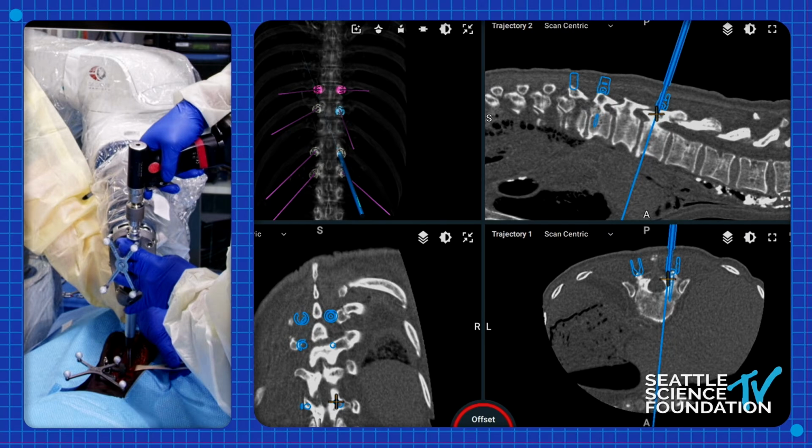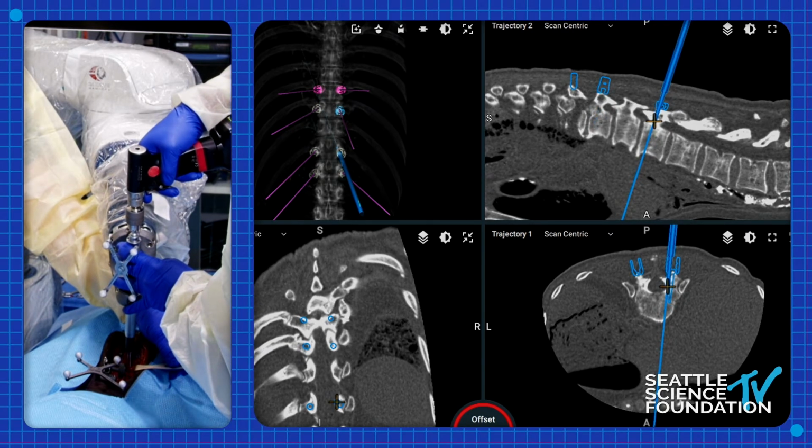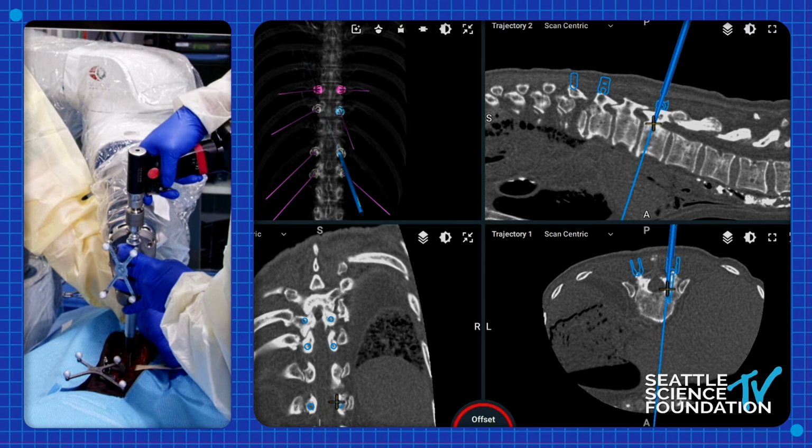I don't expect that with the baby boomers aging, osteoporosis is going to be less of an issue. I think we're going to have to deal with this more and more.